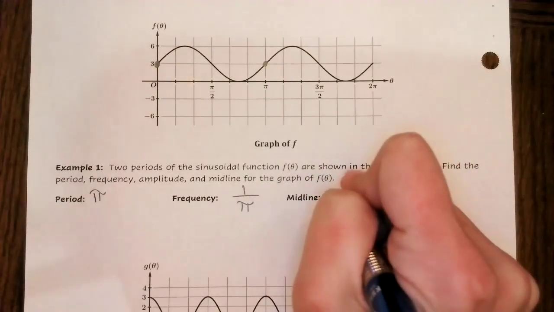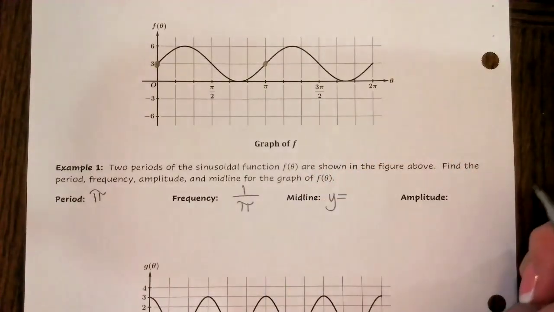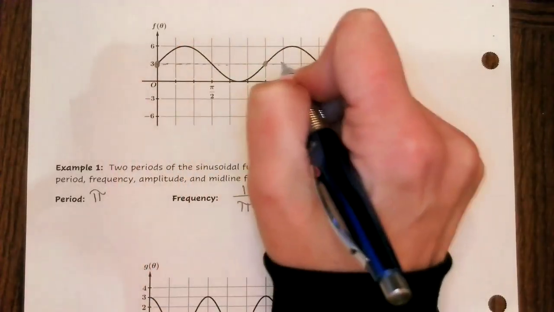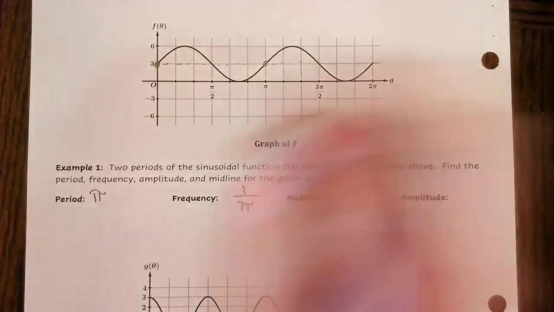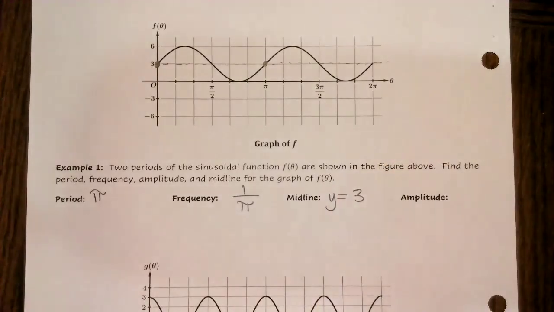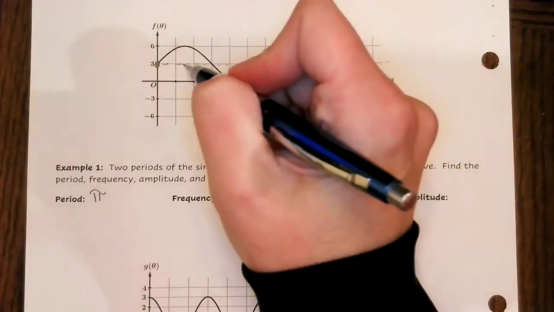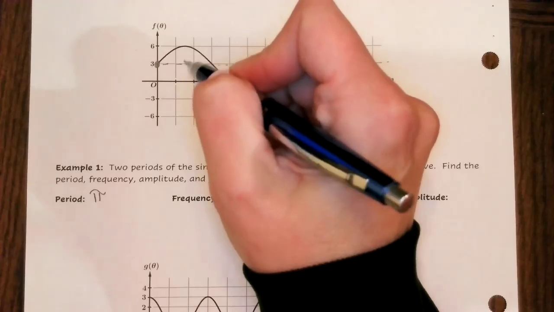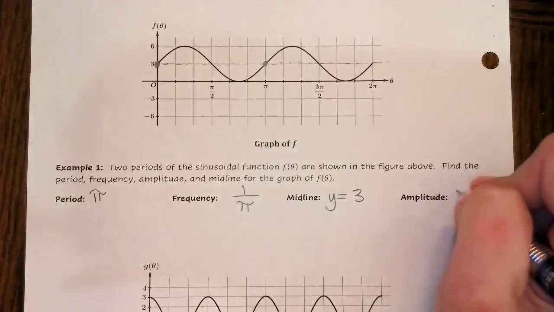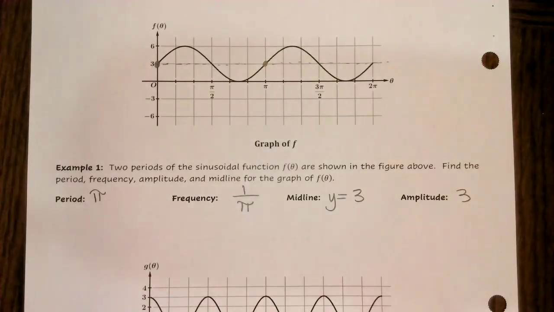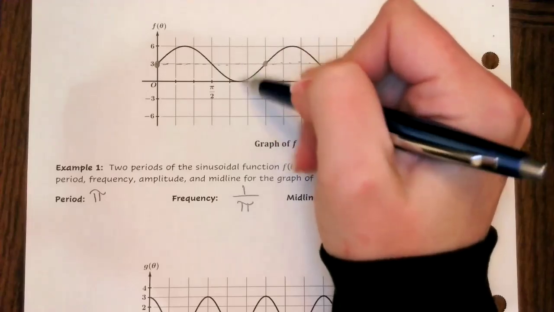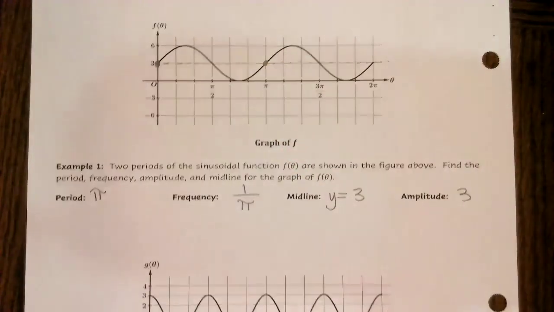The midline is a horizontal line, so I'm going to say y equals. And so our midline would be right here where it breaks our sine curve in half. And so that is at 3 right there, so we would say y is equal to 3. Now the distance from the midline to the top is 3 units, or from the midline to the bottom is 3 units, so our amplitude is 3. Again, you can look at it, the whole graph goes 6 units, and so divided by 2 is 3.